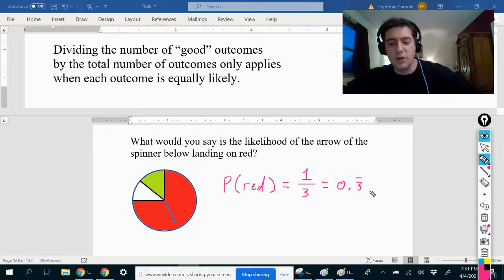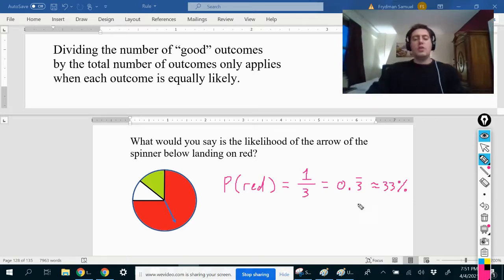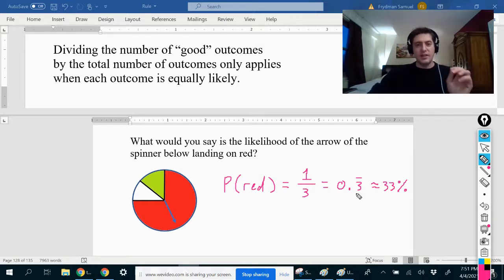Okay, again we get 0.33 repeating, which is about 33%. So 0.3 repeating is greater than 0, but it's less than 0.5. We would say something with a probability that's less than 0.5, but greater than 0, is unlikely. So if you're just using that good over total formula, you would say, wait a minute, the probability of me landing on red is actually unlikely. It's less than 0.5. But that doesn't seem to make sense just by looking at this picture over here.